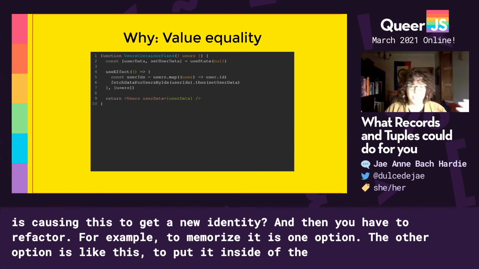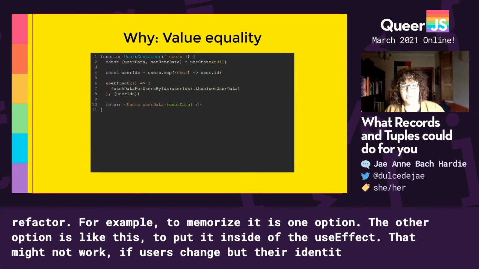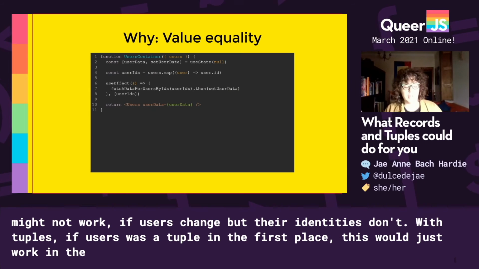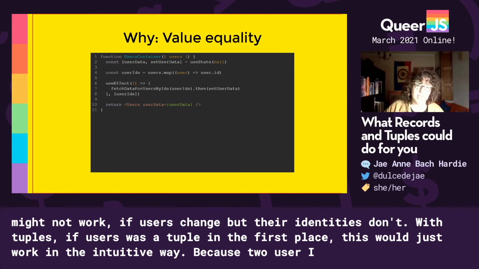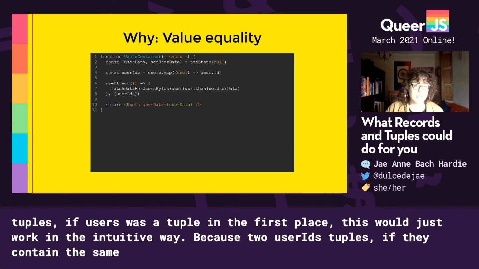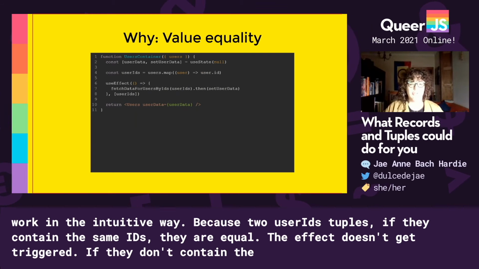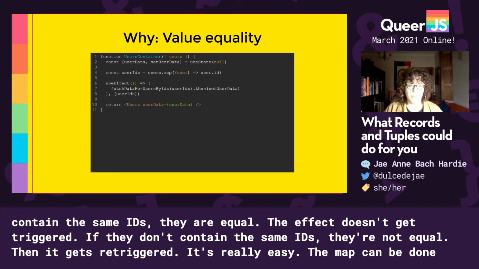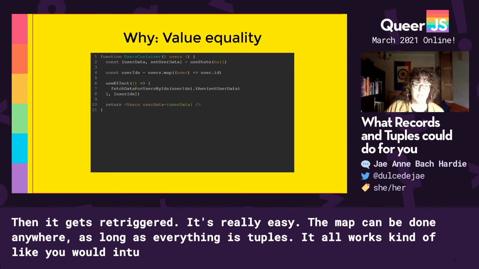For example, what if users change but their IDs don't? With tuples, if users was a tuple in the first place, this would just work in the intuitive way, because two user ID tuples, if they contain the same IDs, are equal, and the effect doesn't get retriggered. If they don't contain the same IDs, they are not equal, and then it gets retriggered. It's really easy. The map can be done anywhere as long as everything is tuples. It all works like you'd intuitively expect from this data flow.